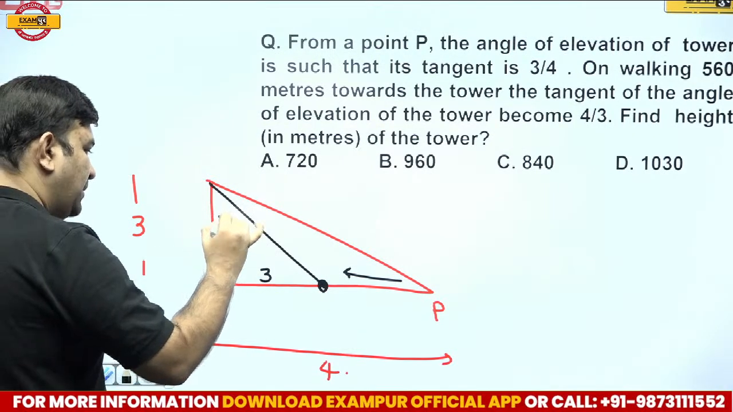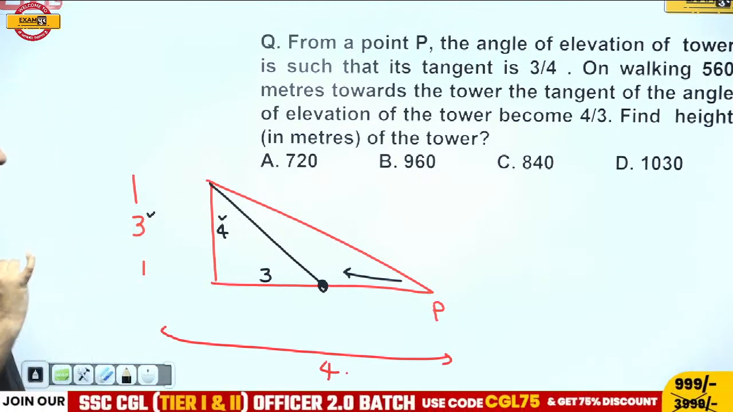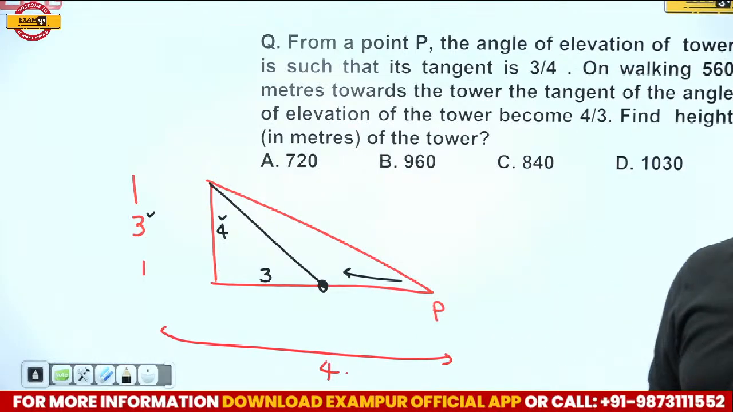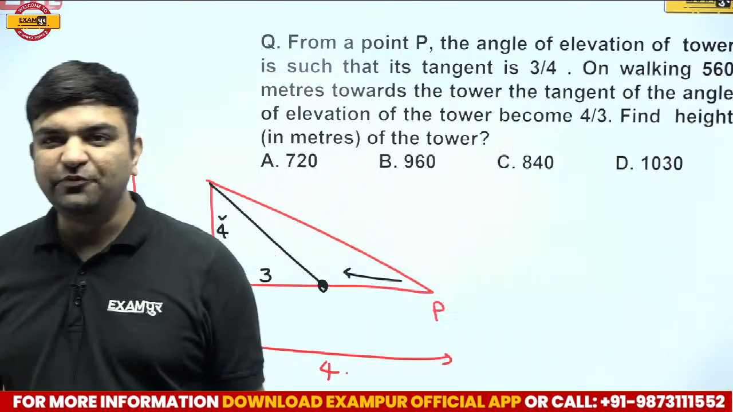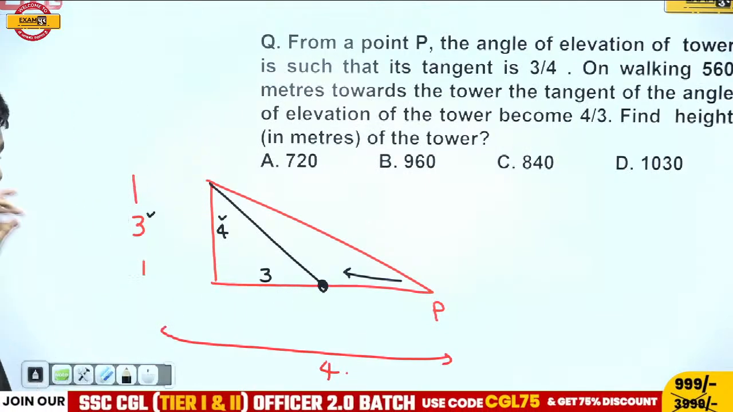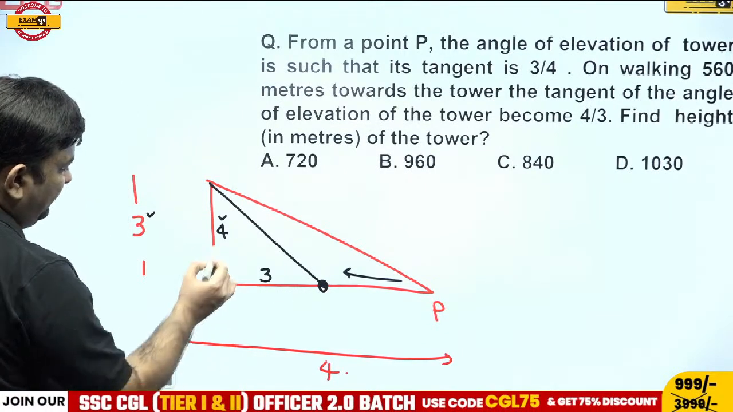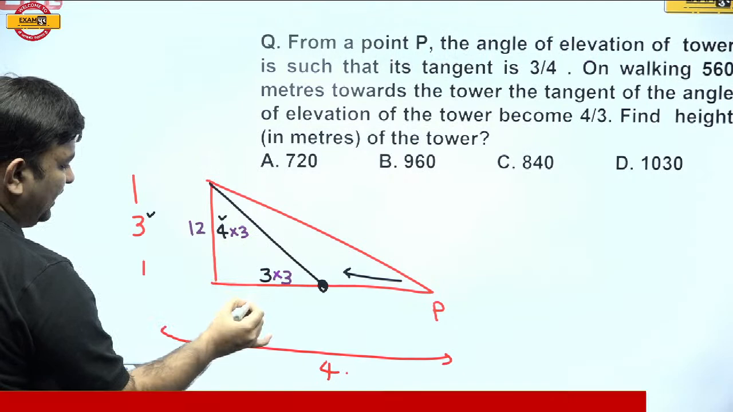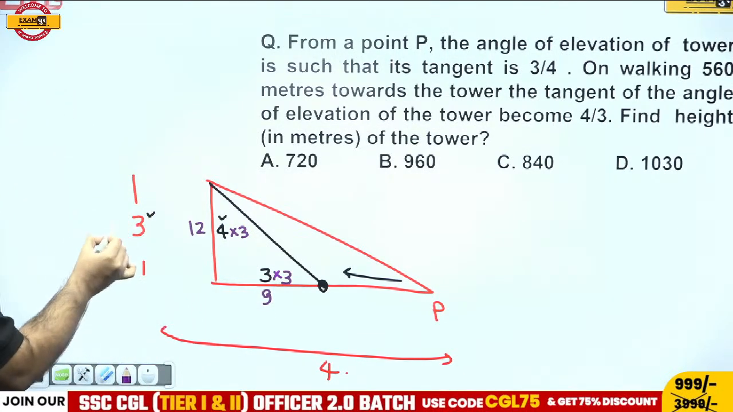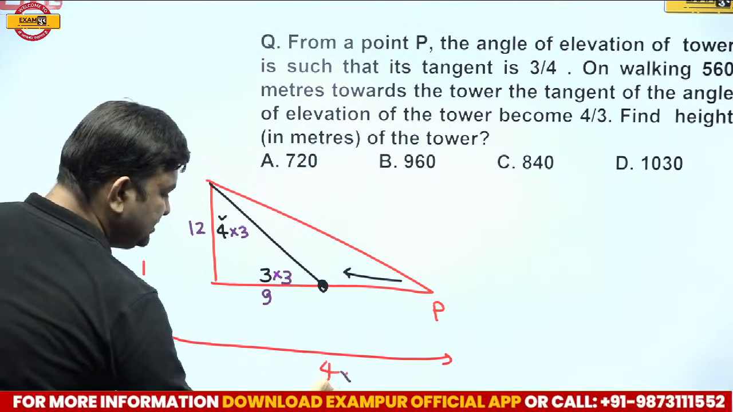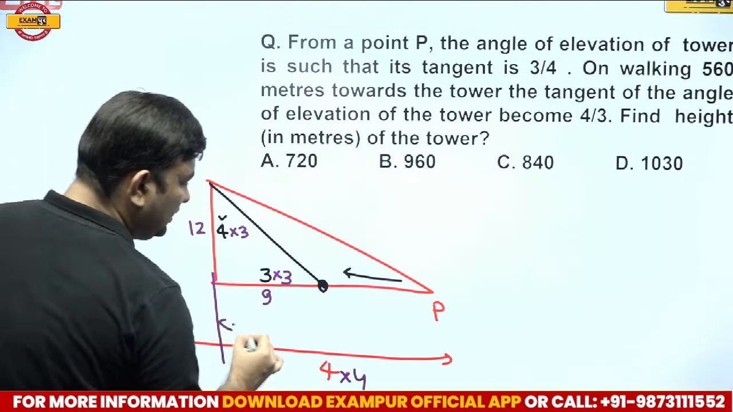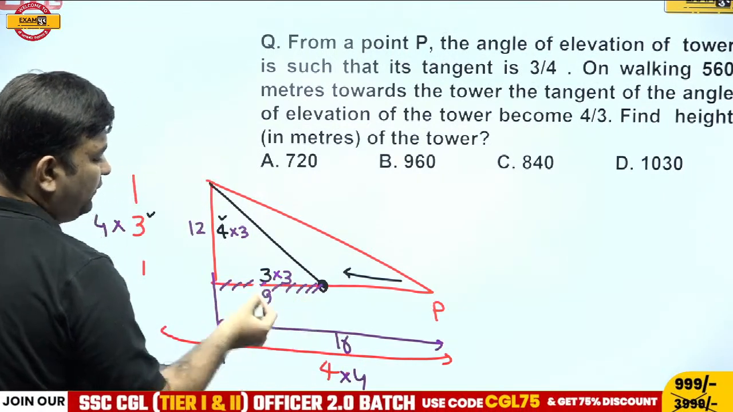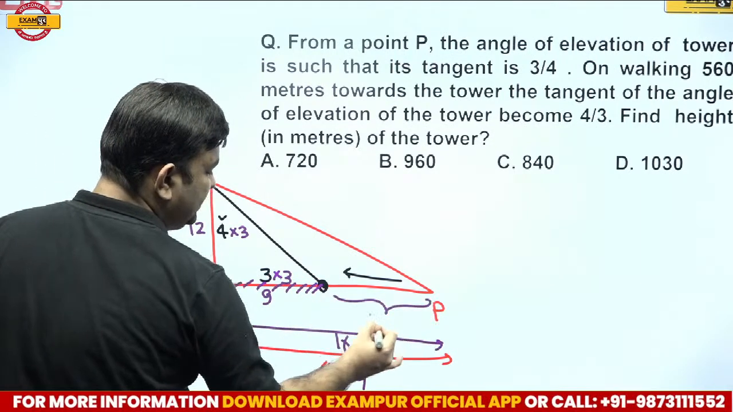At one place you are saying the height of the tower is 4, at another place you are saying the height of the tower is 3. So make them equal. Multiply by 3 over here, multiply by 4 over here. So height will become 12 and 12. The base will become 9 and 16. So the total distance is 16, out of which one portion is 9. So remaining portion is 7.